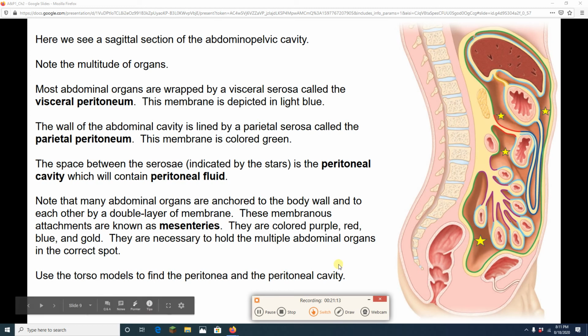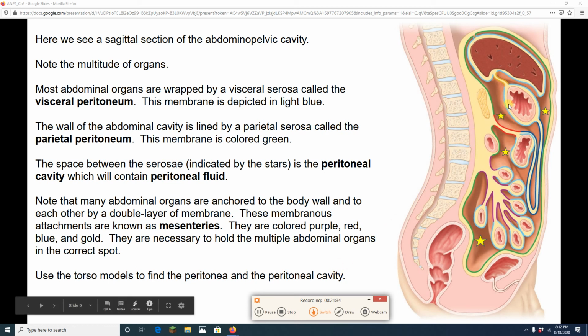Now, because we have so many organs in the abdominal cavity, we got to make sure they're attached to each other and attached to the abdominal wall so they're held in place. We didn't need this in the thoracic cavity because there weren't enough organs. But here in the abdominal pelvic cavity, we do need attachments. And we see a lot of attachments.